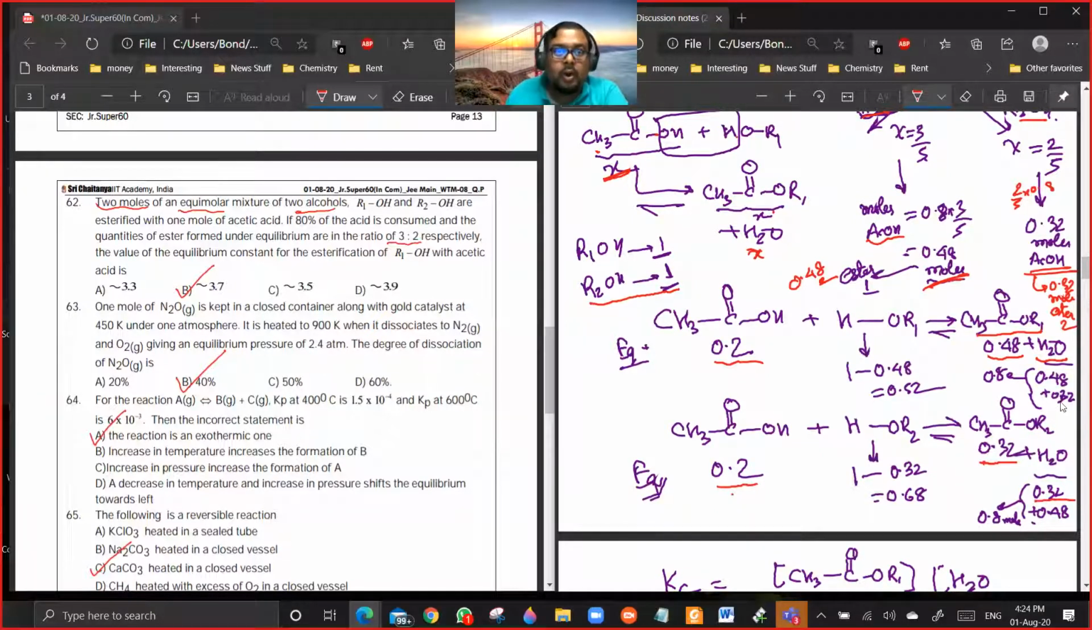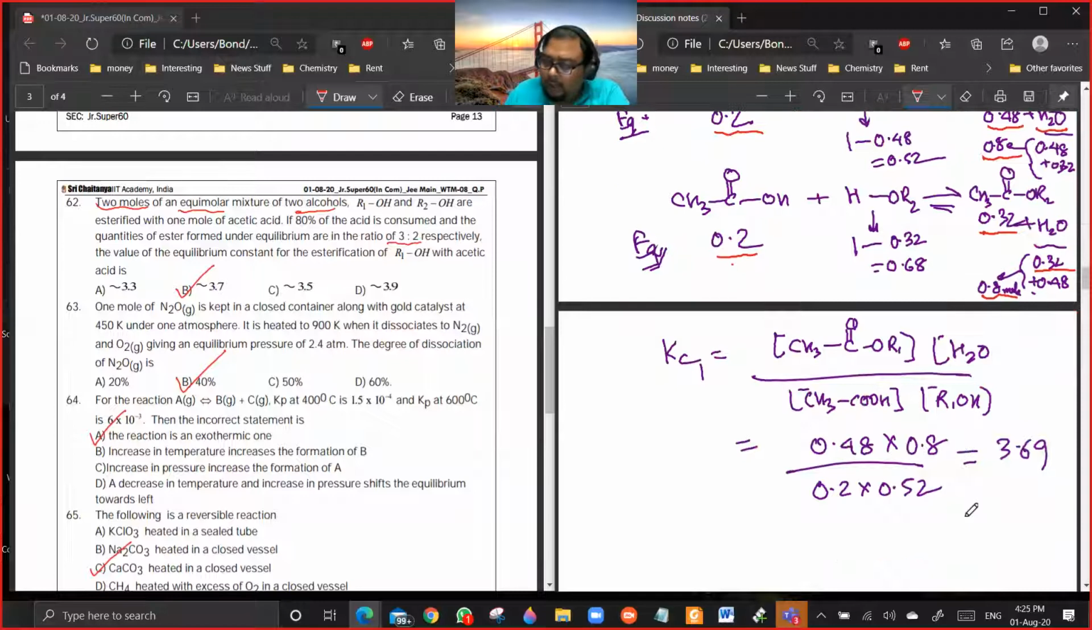So what is the total quantity of water? It is 0.32 plus 0.48. So it will be 0.8 moles of water in both cases. It is a common reactant, common product. Are you getting the point?